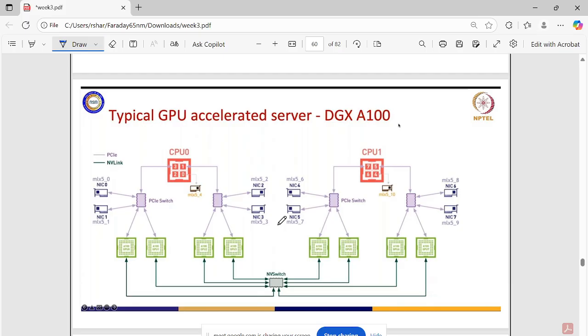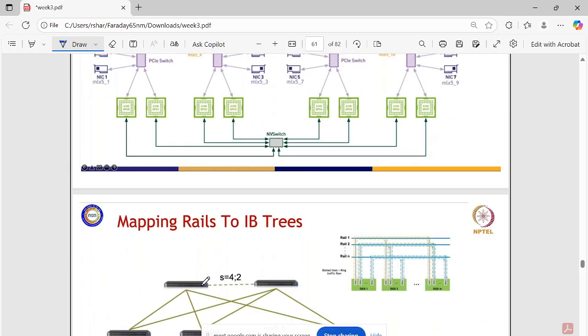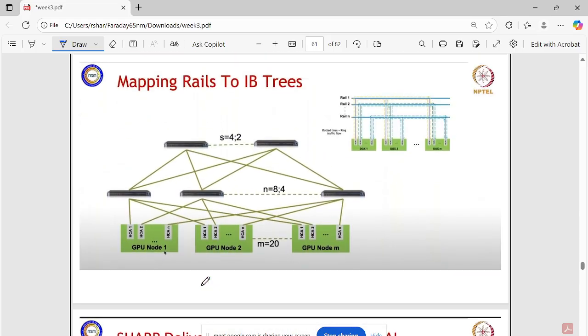So this is a logical connection of various elements. It contains the processor, PCI Express switches, and next is mapping rails to VI trees.